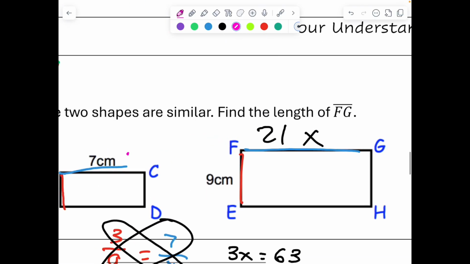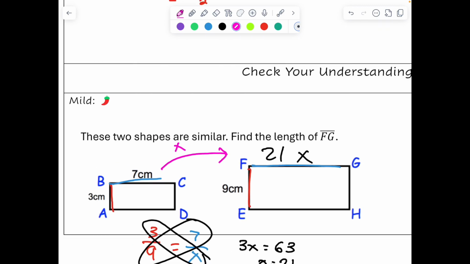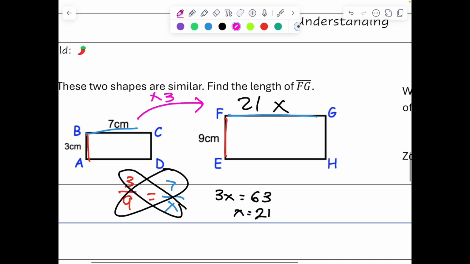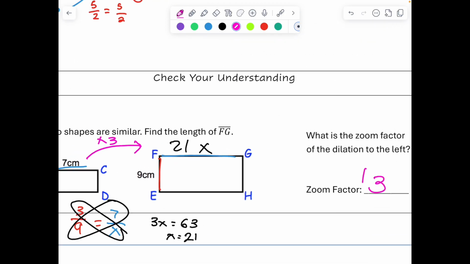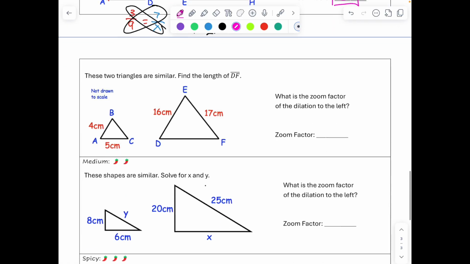So essentially, what did we do? What did we multiply by to get from 7 to 21 or from 3 to 9? We multiplied by 3 each time, right? We have a zoom factor of 3. Each side got 3 times bigger.